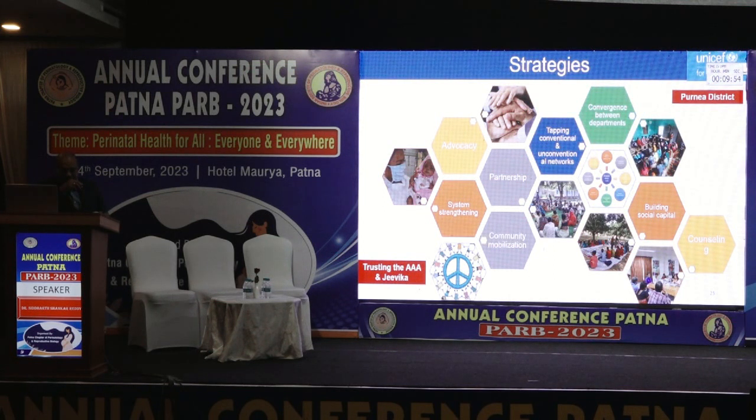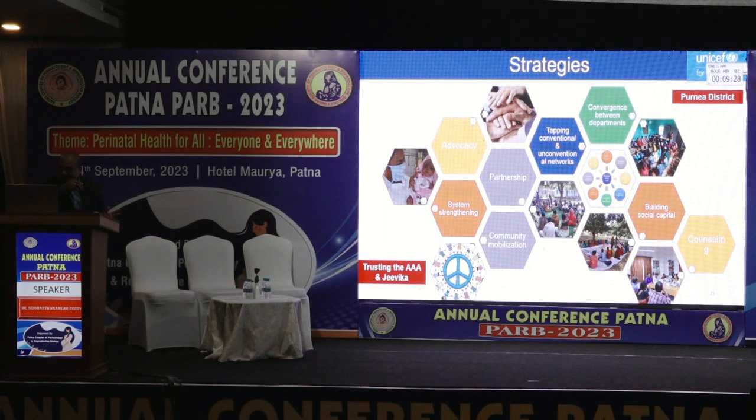Then for partnership, we partnered with different line departments and also the Panchayati Raj institutions for this program. Then for community mobilization, we engaged the community frontline workers, ASHA, Anganwadi worker, and Jeevika, for mobilizing the beneficiaries. Then tapping the conventional and unconventional networks, like influencers and faith-based leaders, we engaged them for mobilizing and also motivating the community.